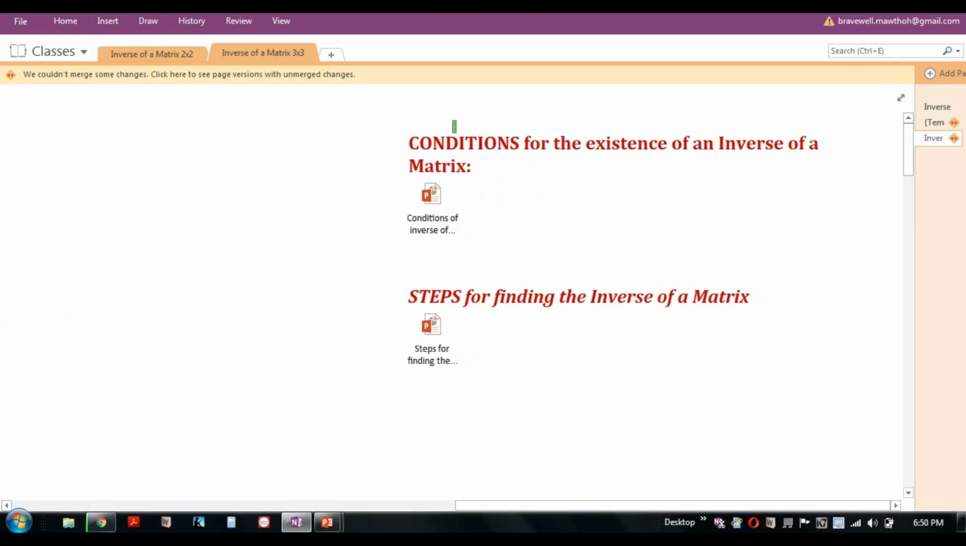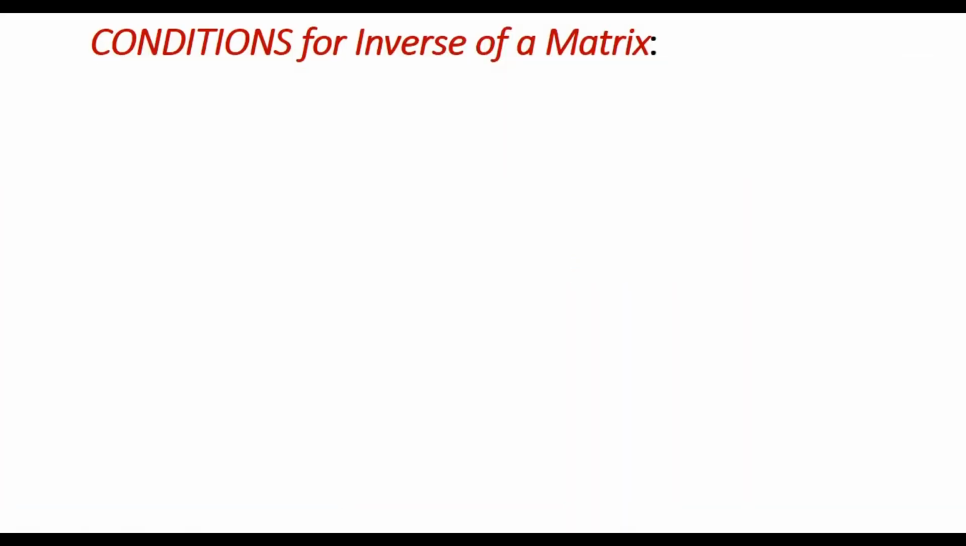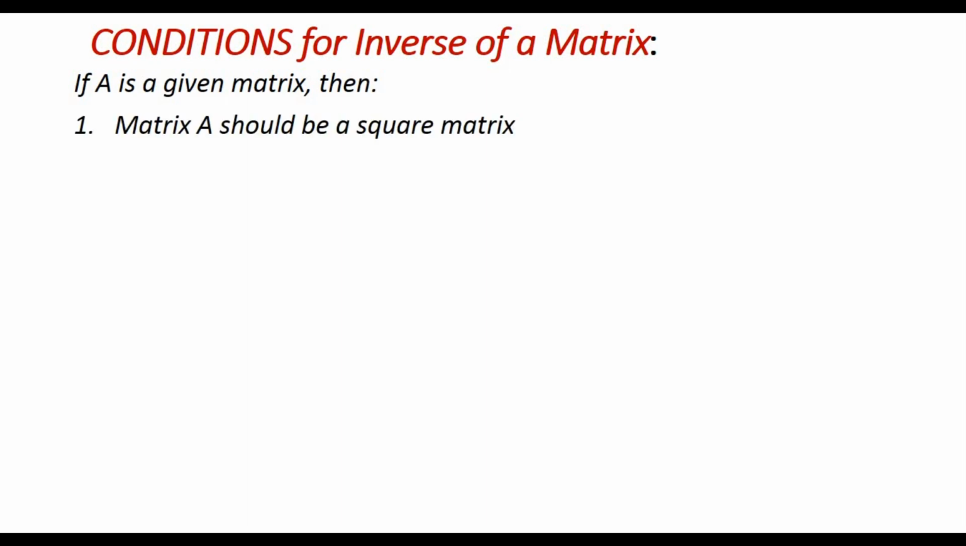Let us see what are the conditions for the existence of an inverse of a matrix. Now there are two conditions. If A is a given matrix, then matrix A should be a square matrix. The second condition is that the determinant of matrix A should not be equal to 0, which implies that it should be a non-singular matrix. Now, the first condition says that it should be a square matrix. I hope you remember what is a square matrix. A square matrix is a matrix where the number of rows is equal to the number of columns.